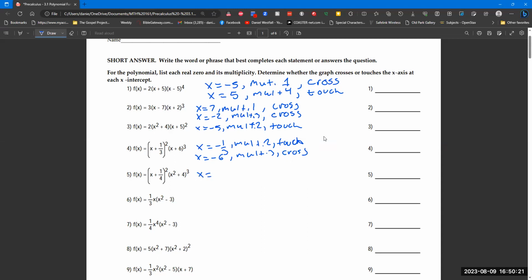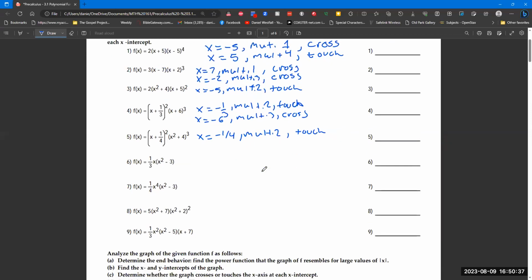We have a 0 at x equals -1/4, with a multiplicity of 2. That's an even multiplicity, so it's going to touch. X squared plus 4 again is not going to break down anymore, so I don't worry about finding any zeros from that.